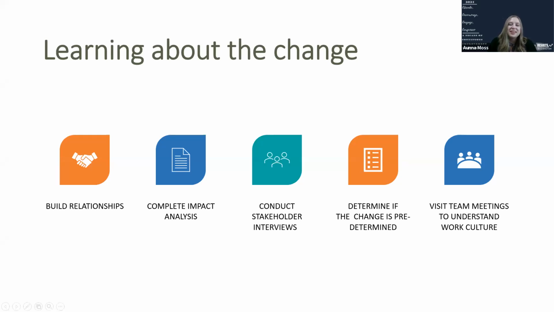We also want to complete an impact analysis to learn about the change, and this is really about defining who all of the impacted stakeholder groups are, and then determining how they're impacted specifically. And when we're doing this work, we want to keep in mind that each individual experiences change differently. And so for that reason, we want to define the impacts of a change at the individual level.